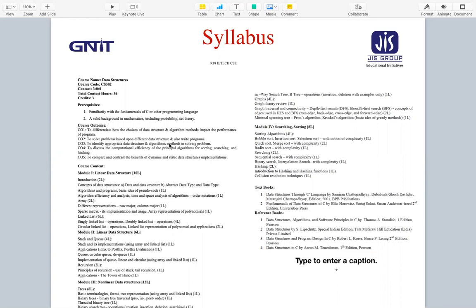We should remember that for the data structures subject, you can learn it from one book, or there are multiple books from which you can learn. So the references and the textbooks will be helpful to you in doing so.